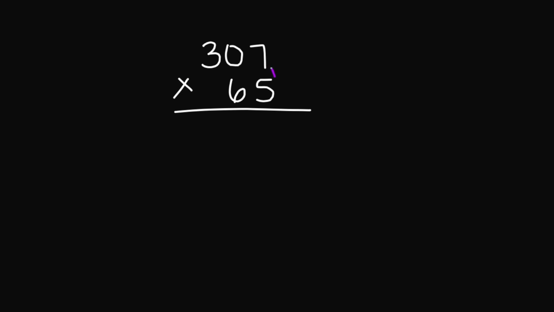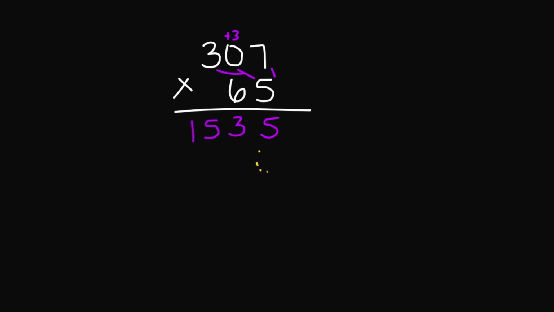Let's try 307 times 65. So we're going to multiply 5 times 7, that's 35. I'm going to write my 5, carry the 3. 5 times 0 plus 3 is going to equal 3. And then we have 5 times 3, that's going to give us 15.